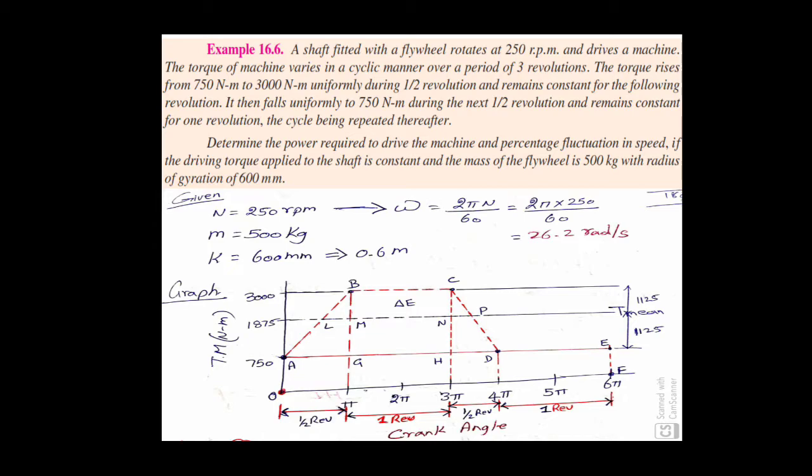So with respect to the statement, initially 750 will be raised to 3000. Here from B to C, π to 3π, this is half of one revolution entirely. As per the given data, we have to draw the turning moment diagram correctly.